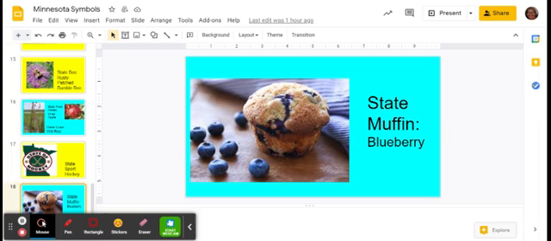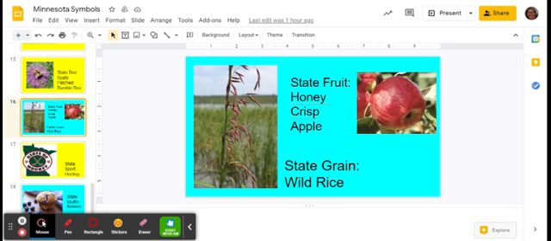We also have a state muffin. Our state muffin is the blueberry muffin. Why, you might ask? Well, because it became our state muffin in 1988. Wild blueberries are native, meaning they grow in the northeastern part of Minnesota. They are so abundant that we are able to make these great, deep blueberry colored muffins, and they are yummy.